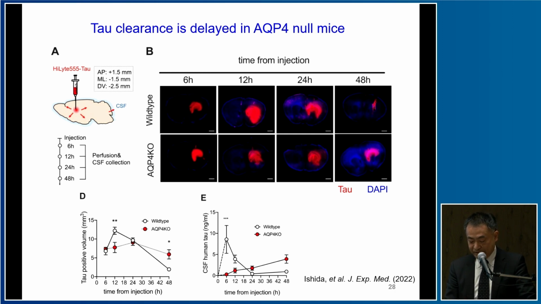And this graph shows the tau in CSF. In the case of wild type, you can see a transient increase of tau in CSF when we injected this tau into brain parenchyma. But in aquaporin 4 knockout, you can see gradually increased tau in CSF, suggesting tau clearance is delayed in aquaporin 4 knockout mice.